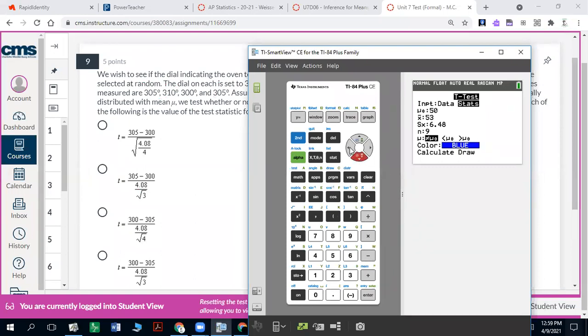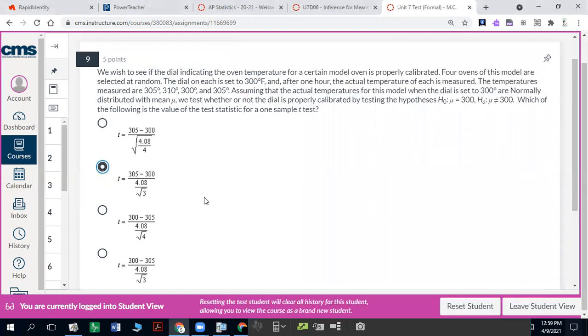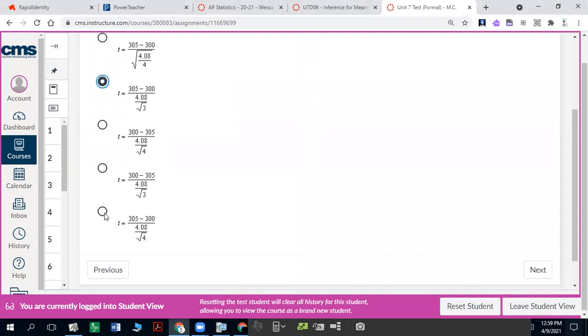Oh, let's go to data. So we put our null hypothesis at 300. Use L1 for your list, and this is a not equal, and calculate it, right? So you get that, there's your 4.08, there's your standard deviation. Well, this is your t, 2.449. Now, if you write that down, 2.449, and you go over here and you test, well, which one of those is going to give me 2.449? Well, it's going to be this one right here.